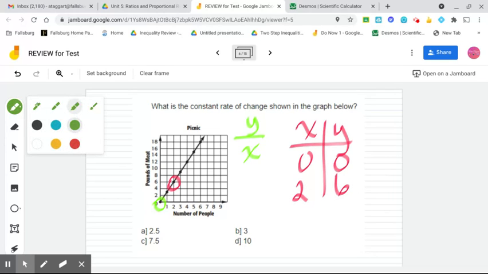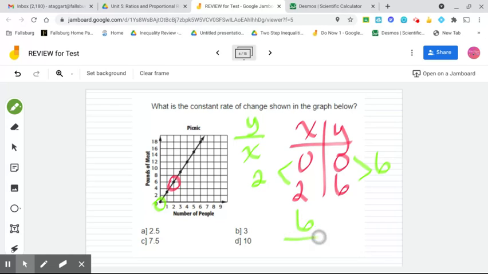So we're going to see how are they changing. The x values are changing by 2. The y values are changing by 6. But remember, it's always y over x. So how are the y values changing? They're changing by 6. How are the x values changing? They were changing by 2. 6 divided by 2 is 3 over 1, or just 3. So B is going to be my final answer here because the constant rate of change is 3.